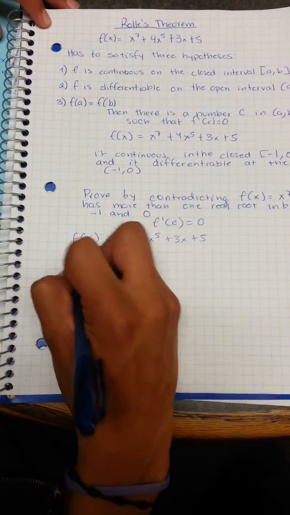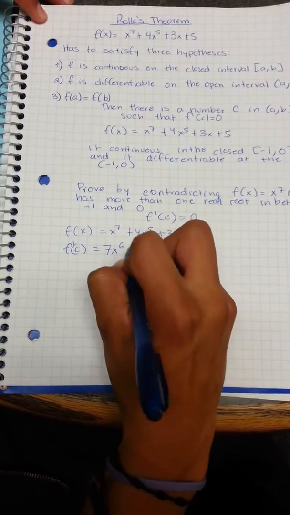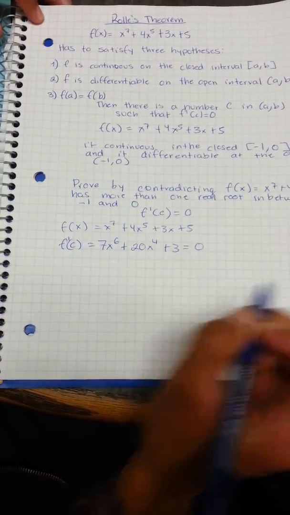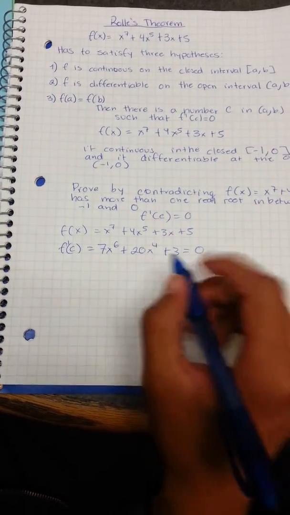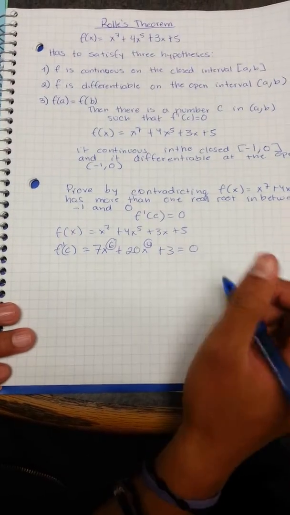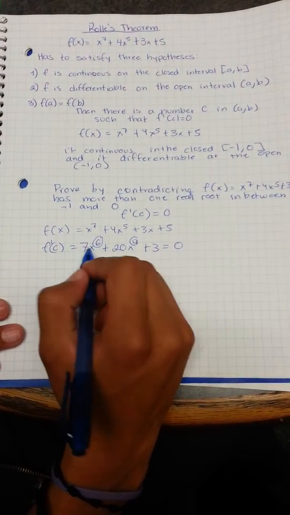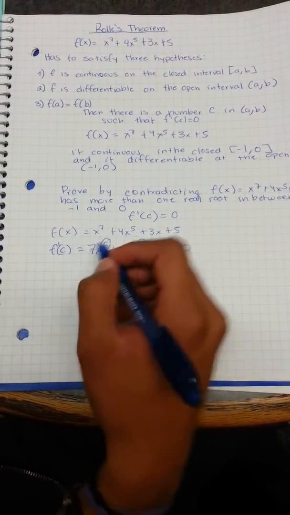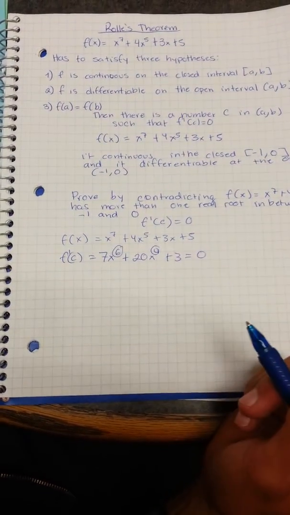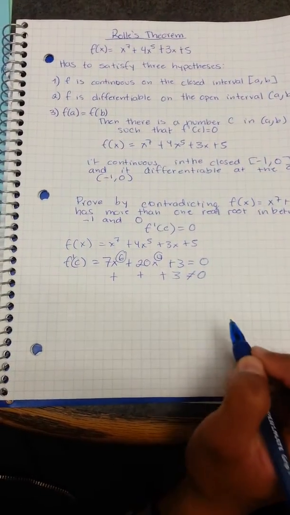So we get our function again, and we take the derivative, which will be equal to 7x to the 6th power plus 20x to the 4th plus 3, and we set it equal to 0. Well, because we see that our exponents are even, we determine that no number given to an even exponent can give you a negative number back. Therefore, adding positive numbers cannot equal 0.